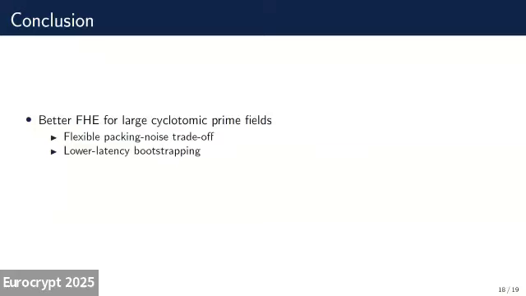Okay, so to conclude, in this presentation, I explained our method of more efficiently instantiating these large cyclotomic prime fields in FHE. Our method has this very flexible trade-off between packing and noise, which allows us to bootstrap in lower latency. We were unable to instantiate all of the bootstrapping steps directly in the generalized BFV scheme. Therefore, we also rely on this conversion to regular BFV. So bootstrapping in the generalized BFV scheme in a native manner still remains an open problem.